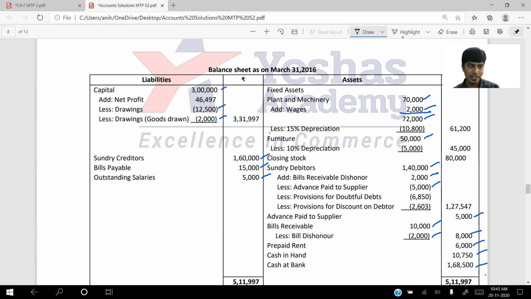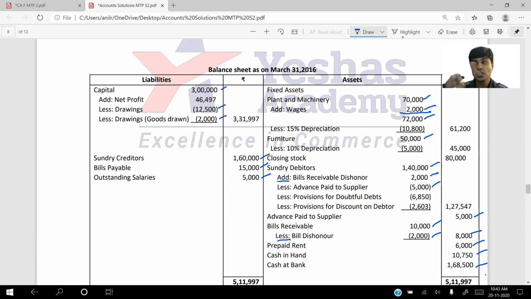This is pretty simple. A customer of mine gave me a bill. I gave it to the bank. The banker returned it to me. I would have to return it to the debtor. But I've received it back from the bank and have not given it back to my customer. If I do that, my bills will reduce because I'm returning it to him, and he owes me money, so debtors will increase. Technically, the journal entry in this case will be debtors account debit, add, bills receivable account credit, less.